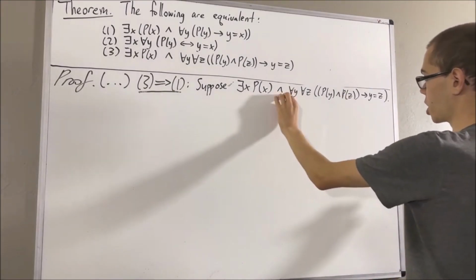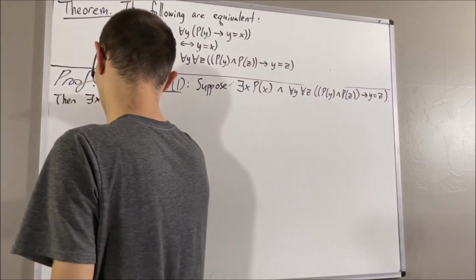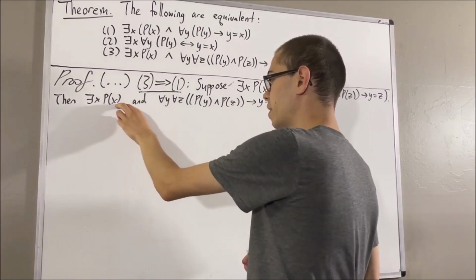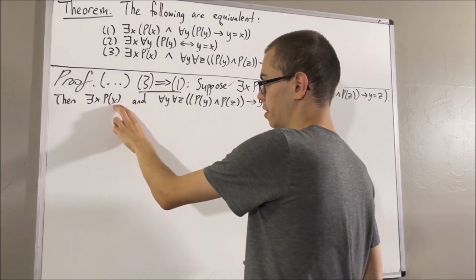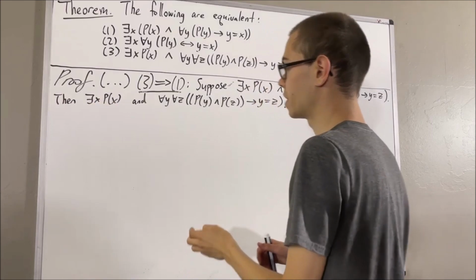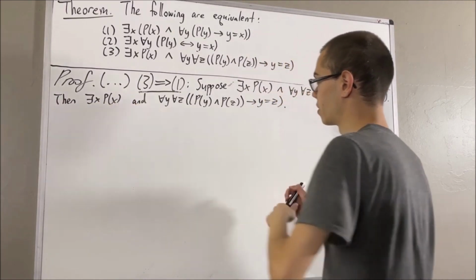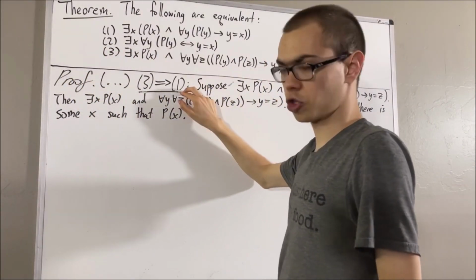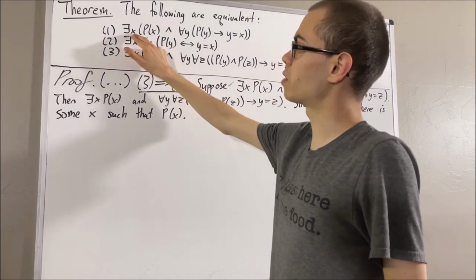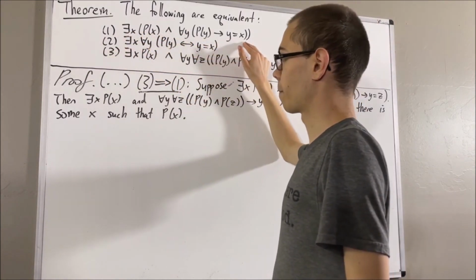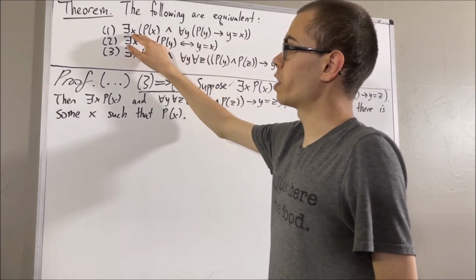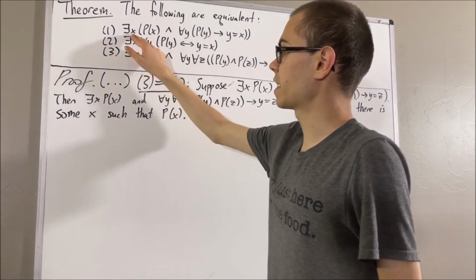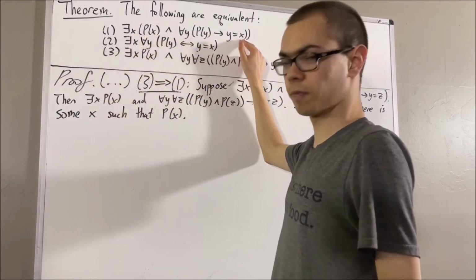Well then, let's break this conjunction up into two parts. Now, this means that there is at least one object which satisfies this statement, and we'll call that object x. So let's instantiate an object x which satisfies this statement. Now our goal is to show that 1 is true, which means we want to find at least one object which satisfies this statement. And our claim is that one object which satisfies this statement is the x we have in our proof. So, taking x to be x, we're going to show that this is true.